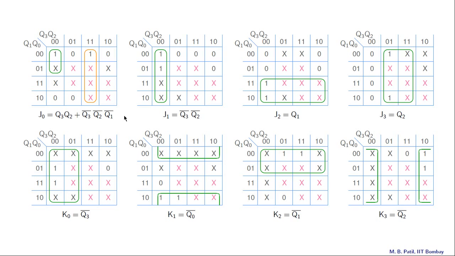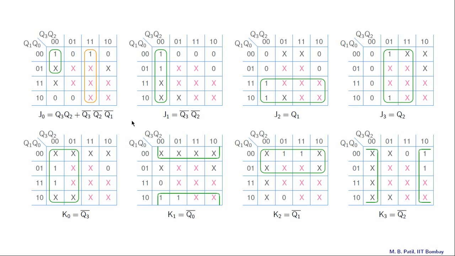Our final step is to obtain expressions for J0, K0, J1, K1 and so on. And we can obtain minimal expressions using the K maps that we constructed in the last slide, which are reproduced over here. For example, J0 is given by Q3, Q2 corresponding to this group here, plus Q3 bar, Q2 bar, Q1 bar corresponding to this group over here.